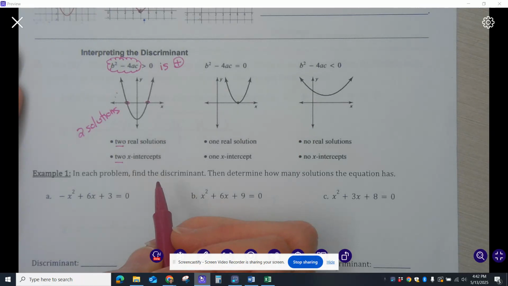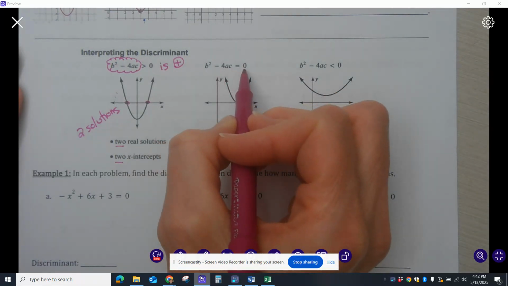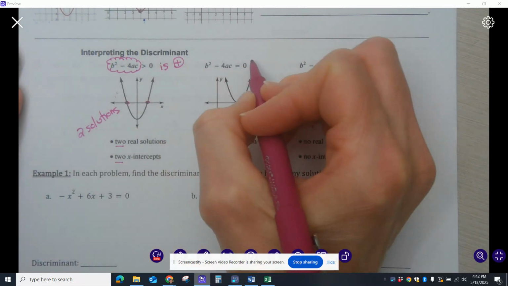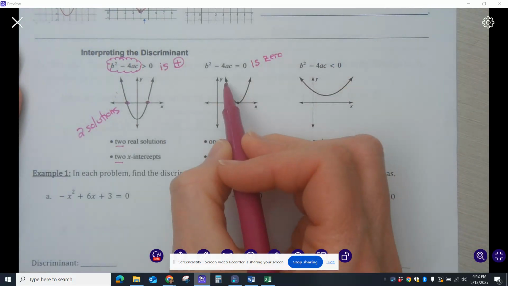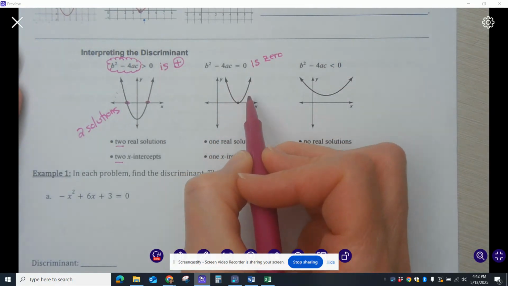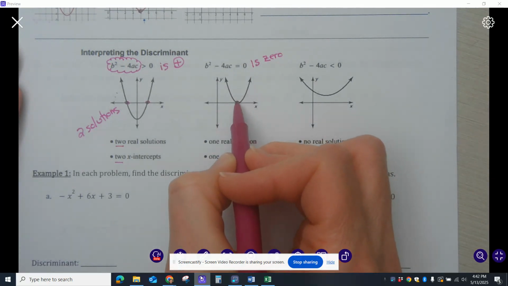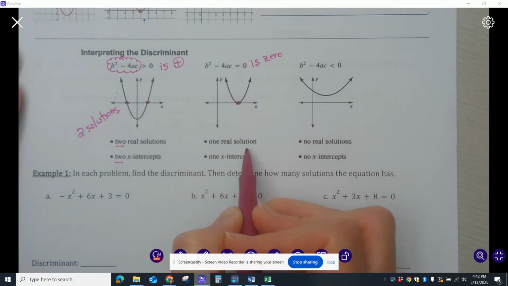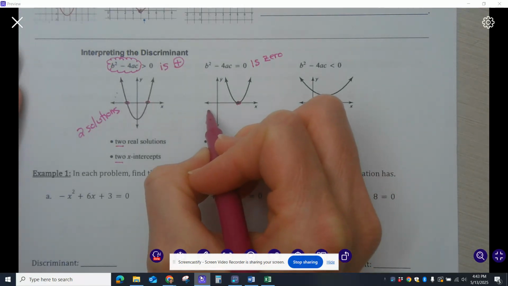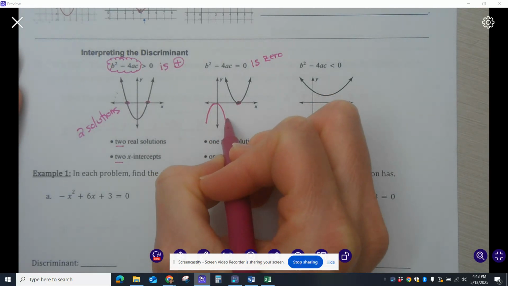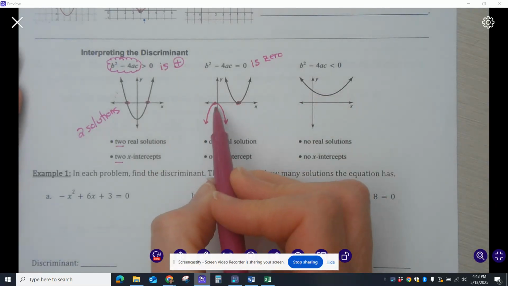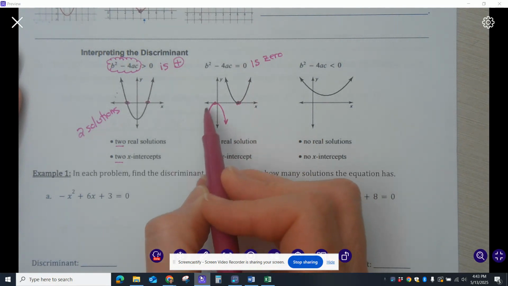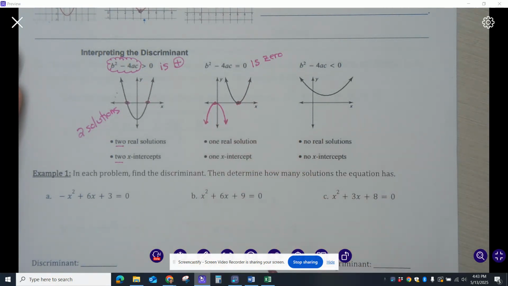Here, the discriminant is 0. So if the discriminant is 0, that's that case where the parabola comes down, bounces off the x-axis, and goes up. We have one solution, or one x-intercept. And let's sketch in that it could also be the parabola comes up and bounces off the x-axis. So it could be an upward-facing parabola or a downward-facing parabola.